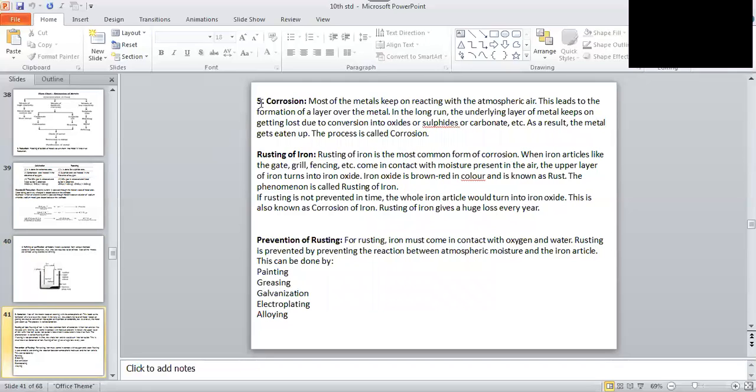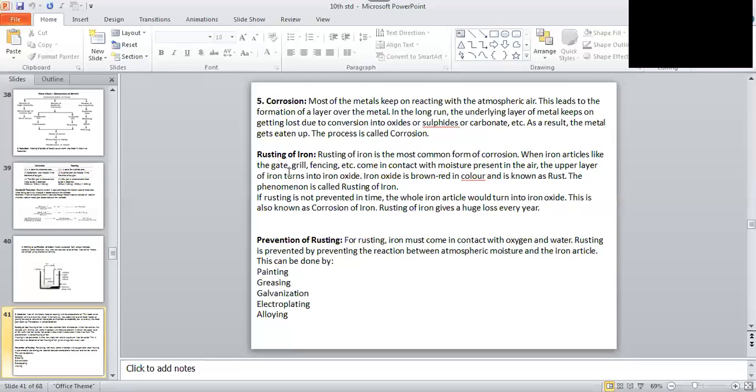Next point from this chapter is to study corrosion. We had already studied that corrosion means the reaction of metal with atmospheric gases like oxygen, carbon dioxide, and this forms the metal oxide. This metal oxide layer is deposited on the metal surface, and this process is called corrosion. When corrosion of iron metal takes place, it is called rusting. The rusting of iron is the most common form of corrosion.